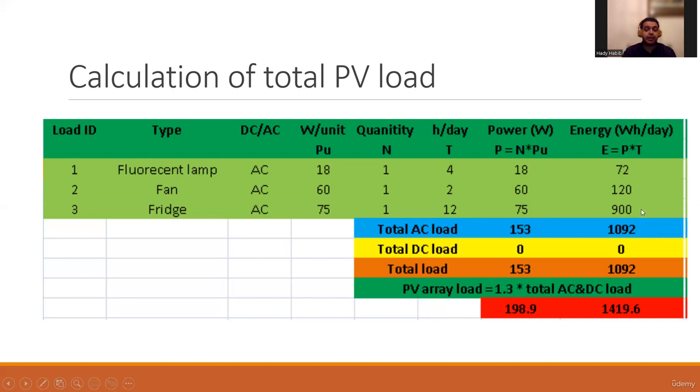those loads consumed a day. And you can say, because you need to put yourself on the safe side, that you are going to multiply it by 1.3. So it's going to be 1419.6 watt hour per day is required to be supplied by the PV system that we are going to size in order to operate such loads of this house.